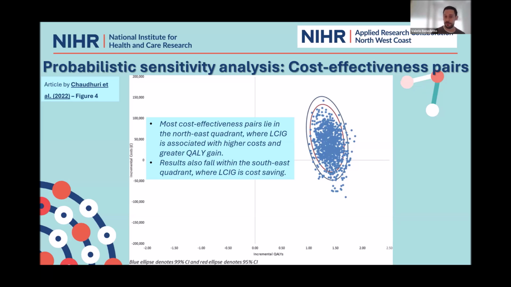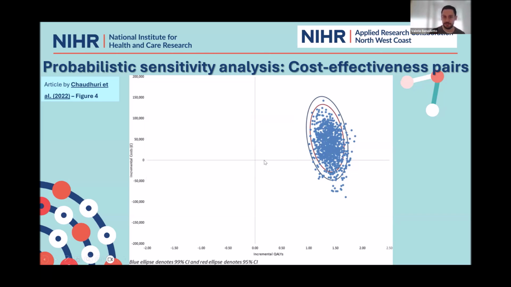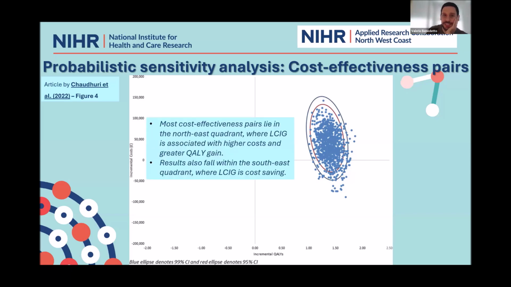And of course, having a willingness to pay threshold will help us decide whether the new intervention will be cost effective or not. If your willingness to pay threshold is here, you're going to include a lot of combinations. If the willingness to pay threshold is here, you're going to include a lower number of combinations of cost and effectiveness pairs. Any questions on this?